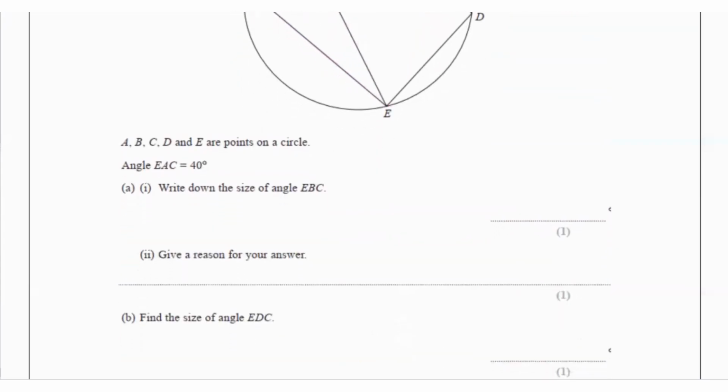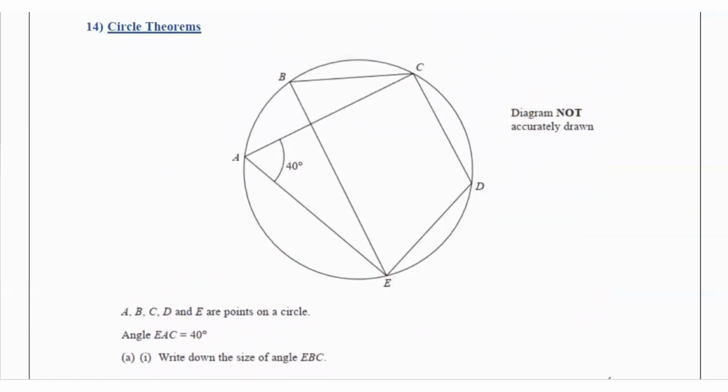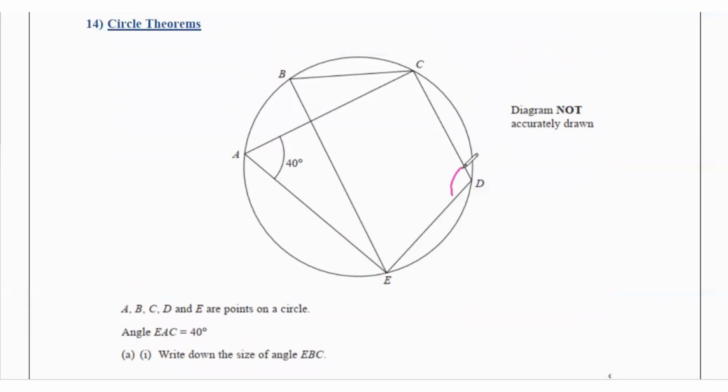Then it says give a reason for your answer. So angles in the same chord or segment are equal. Then it says find the size of the angle EDC. So EDC is this angle.